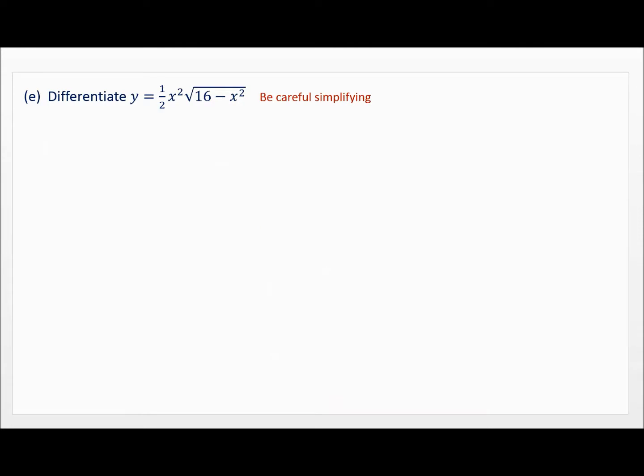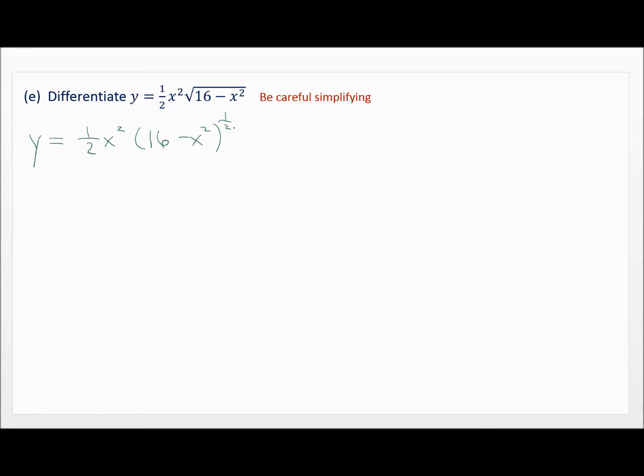Now here's a fun problem for you. What do we have going on here? First thing, maybe you want to rewrite this function. So this is the rewrite step. So not y prime, just plain old y. 1/2 x squared. Remember, whenever we have radicals, we rewrite them, so 16 minus x squared, and that's a square root, so that's to the 1/2 power.